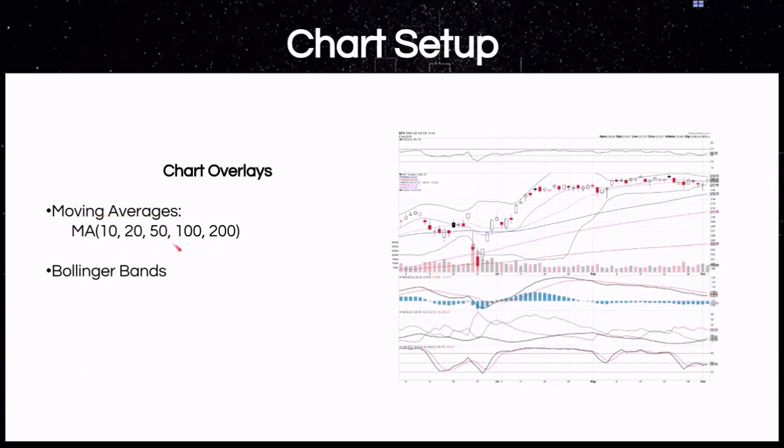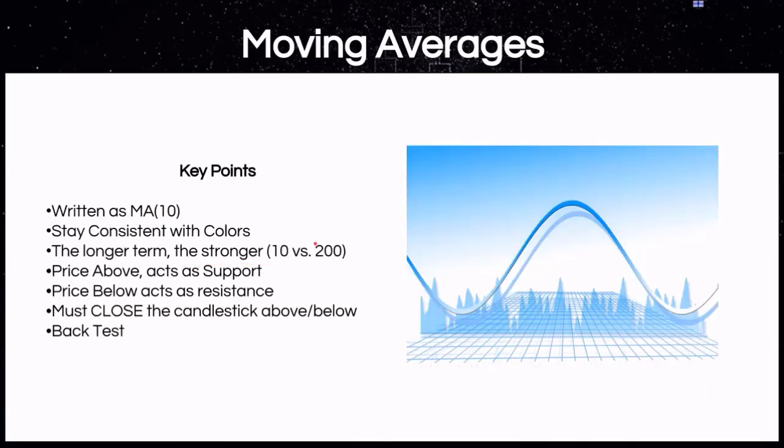So the moving averages we're going to take a closer look at here, as well as the Bollinger Bands, are very key overlays to have on your chart. For moving averages, they're written as MA10, and what this indicates is a simple moving average. There's an exponential moving average as well. We're not going to cover that. We're going to keep it simple with just the simple moving averages.